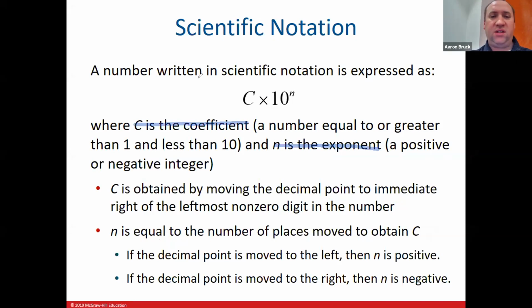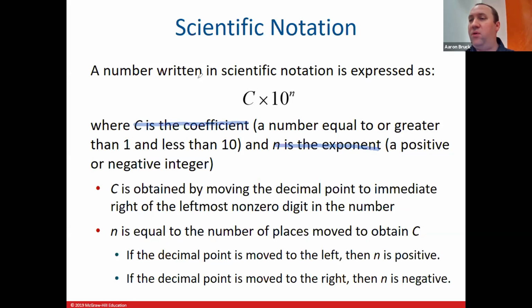The coefficient tells you the correct number of significant figures that are supposed to be in the measurement. The exponent tells us how many places I need to move that decimal left or right to get to the correct value of the number.